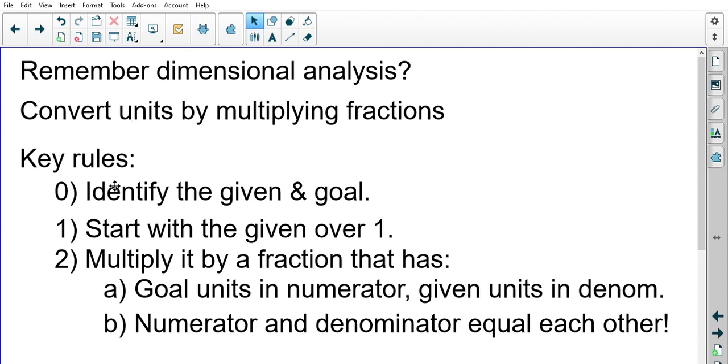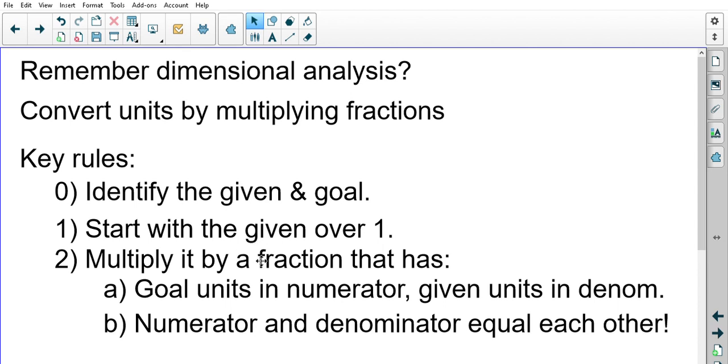What are those rules? First rule, before you start, you have to know what information you are given and what information you are looking for. You have to know that. If you don't and you're guessing, you're going to make mistakes. Once you know what's given, start with the given, include units, but you divide it by 1. Don't put units on the 1. It's just to make it look like a fraction.